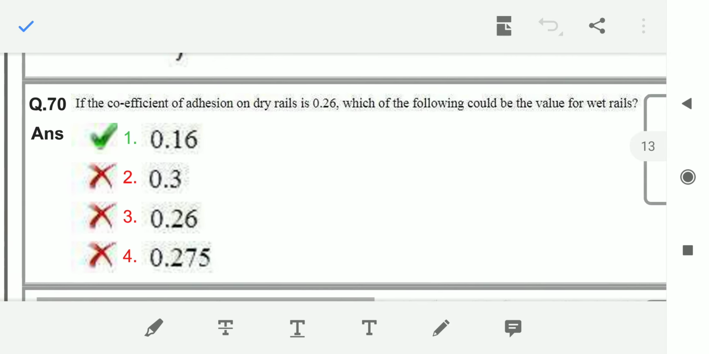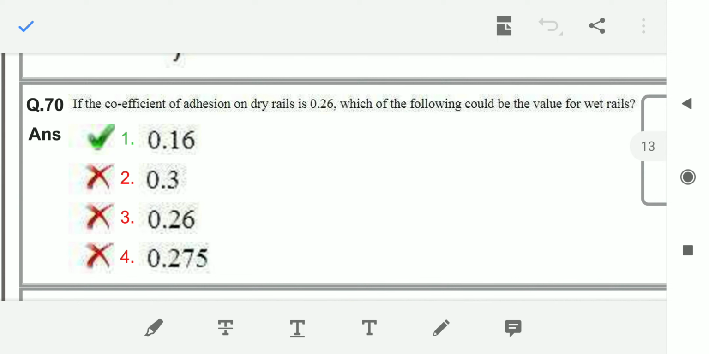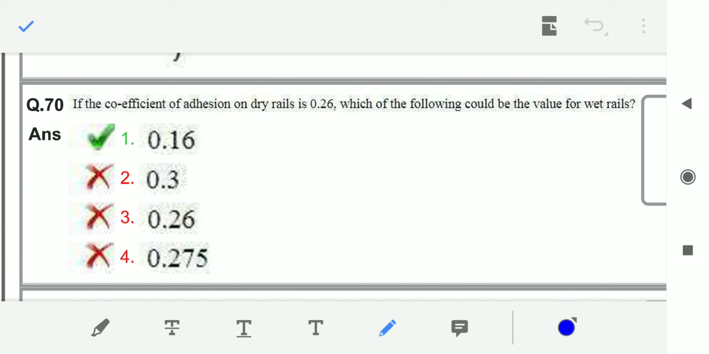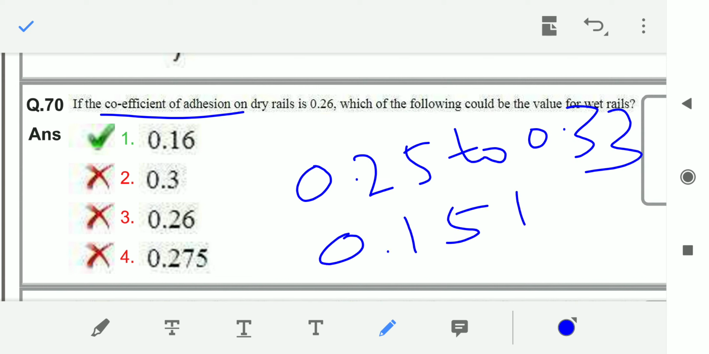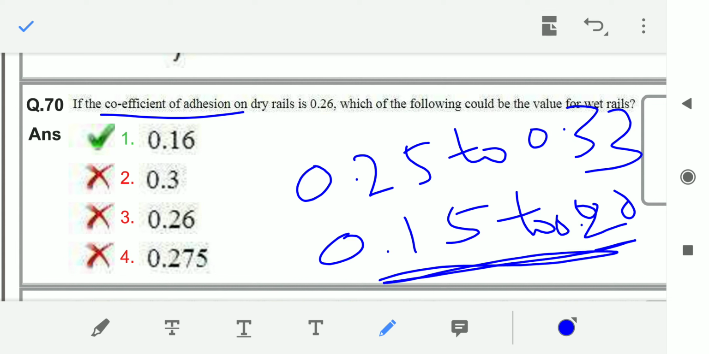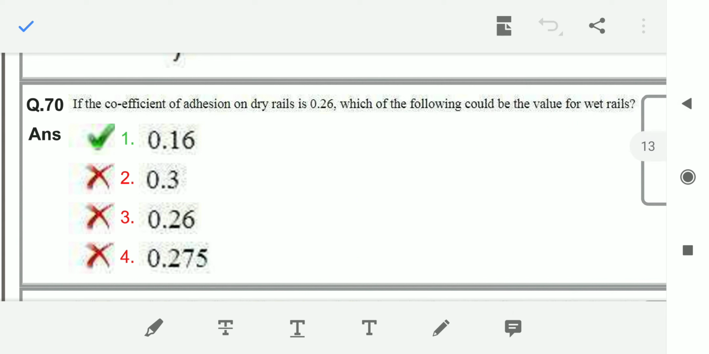Next, if the coefficient of adhesion of the dry rails is 0.26, which of the following could be the value for wet rails? See, for the dry rails, the coefficient of adhesion will be 0.25 to 0.33. Whereas for the wet rails, it is from 0.15 to 0.20. So in this range, what is the value given in the options? That is 0.16. So option 1 is right.